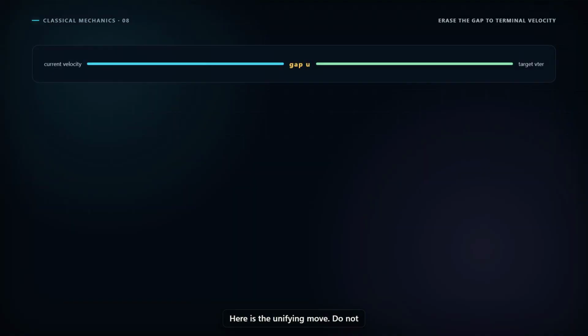Here is the unifying move. Do not track Vy by itself. Track its gap from the target. Define u equals Vy minus v terminal. Because v terminal is constant, u obeys du by dt equals minus u over tau, exactly the horizontal decay equation. So u of t equals u naught e to the minus t over tau.